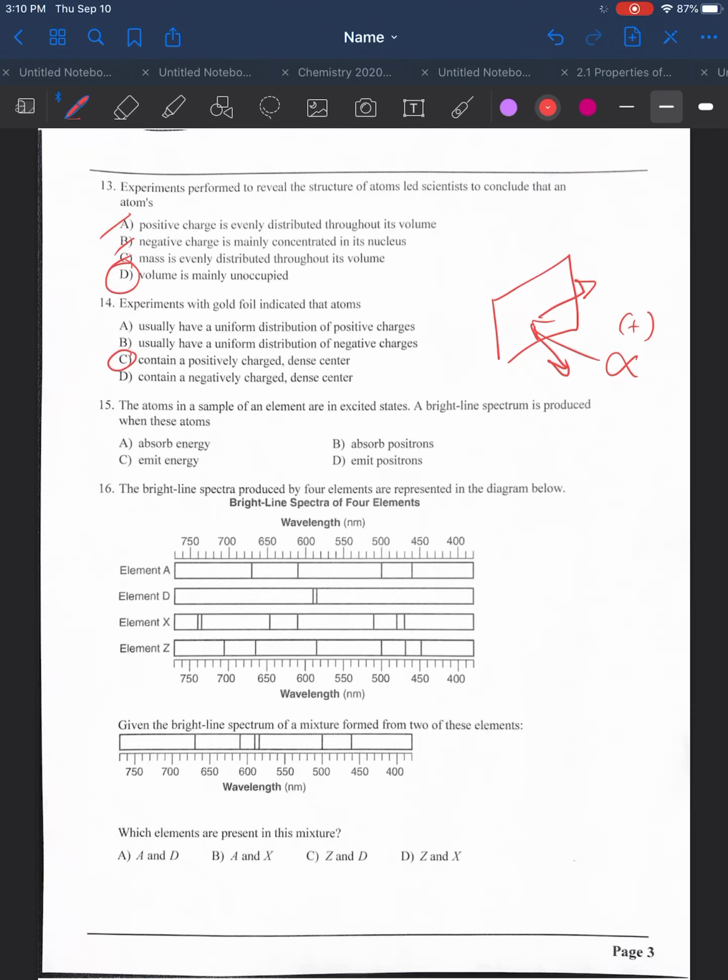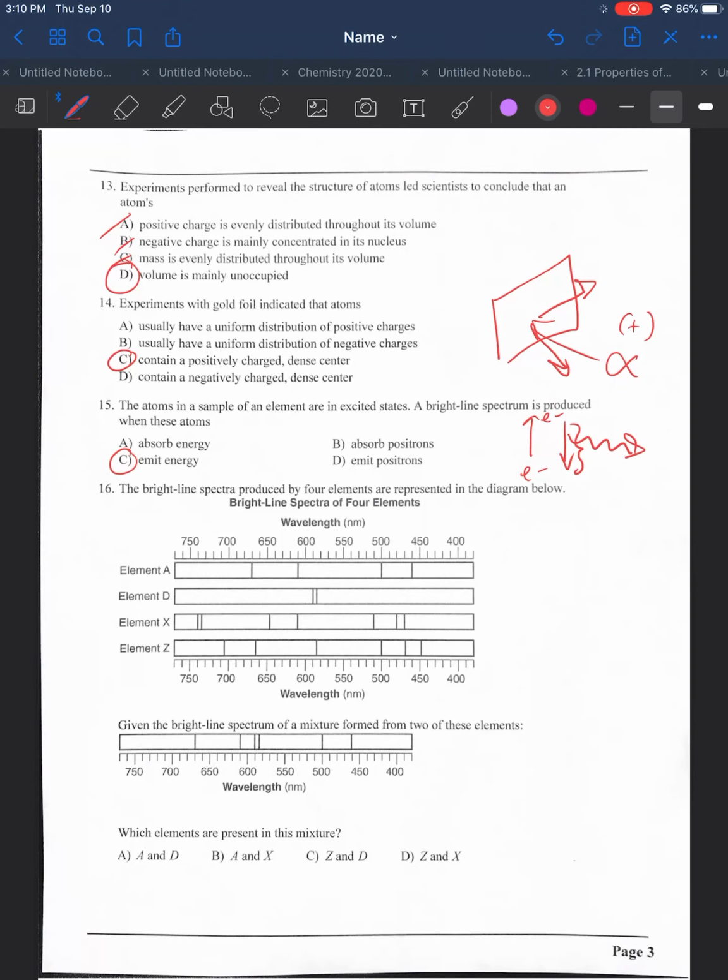15. The atoms in a sample element are in excited states. A bright line spectrum is produced when these atoms emit energy. Because remember, you have an electron, you excite it to a higher energy level, and then it comes back down, and this loss of energy is lost in a photon. So you emit energy, and that is what is creating these colors in the lines in a bright line spectrum.